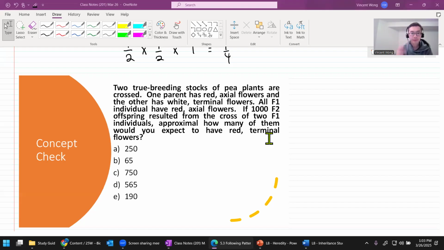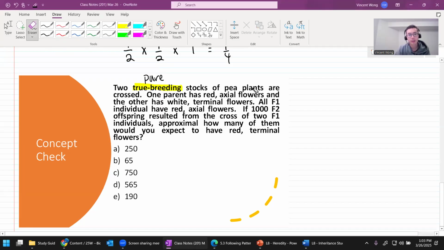Okay, let's take it up. All right, so something like this is definitely possible on that quiz or end test. It says two true breeding. True breeding means it is pure. Okay, we talked about this before. True breeding means pure.